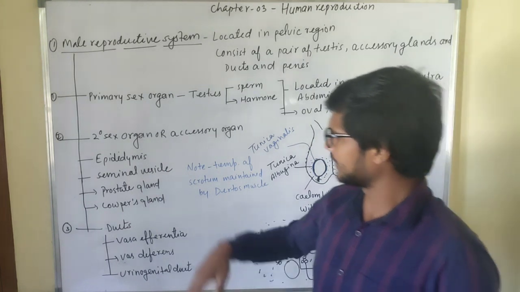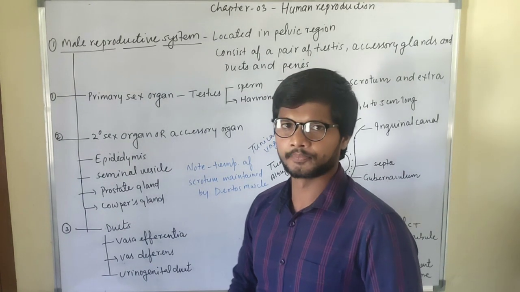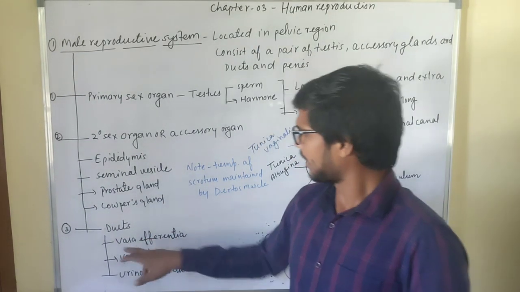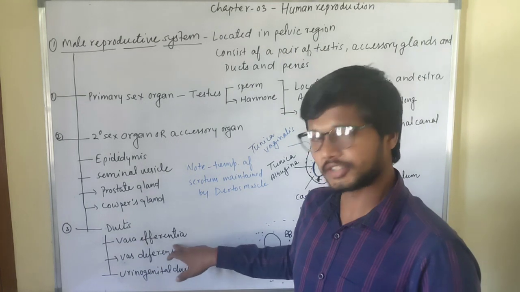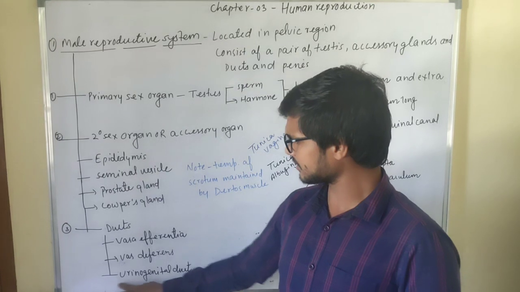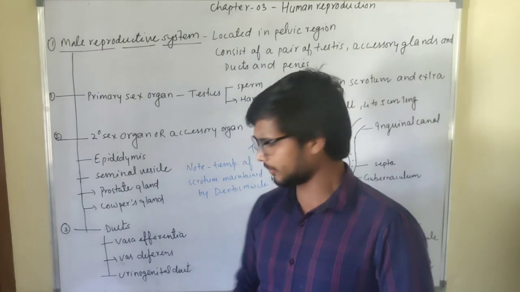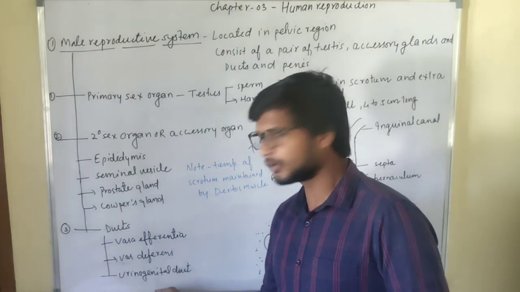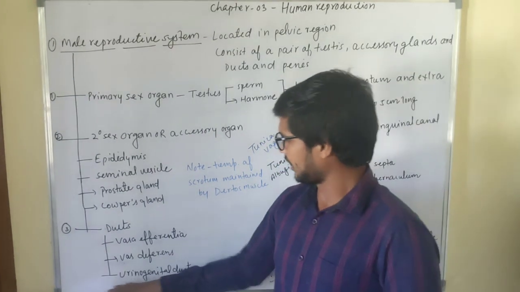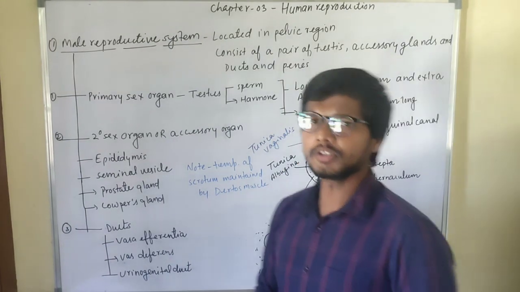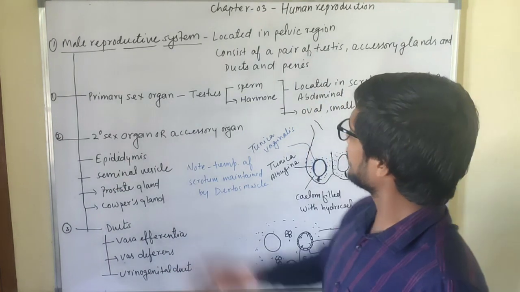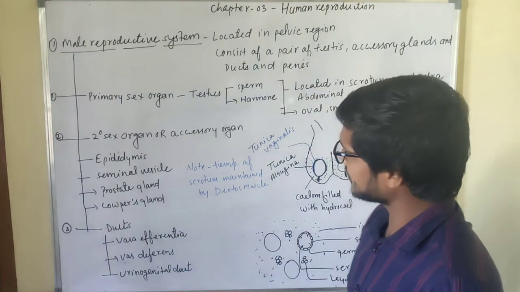And the last one is the ducts. These ducts help in the transport of the sperm, and these ducts include vas efferentia, vas deferens, and the urinogenital duct. Why is it called the urinogenital duct? Because this duct carries both urine as well as sperm. That's why we have named it the urogenital duct.